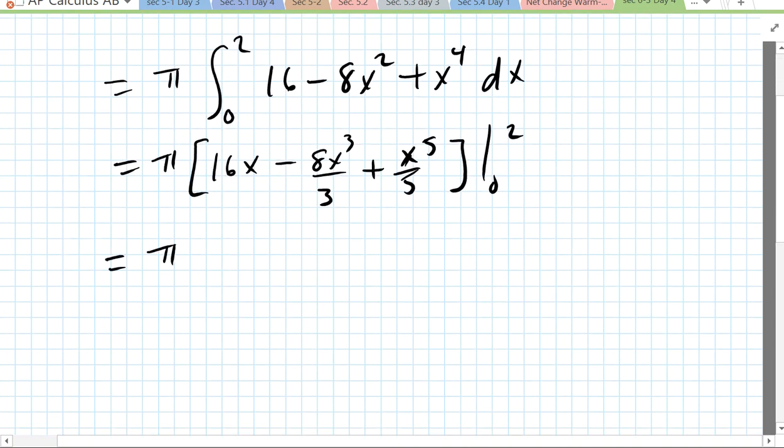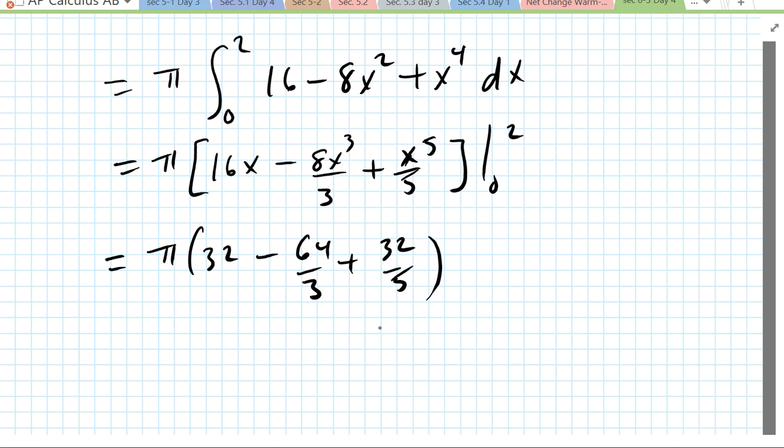So pi, when we multiply times 2, is 32 minus what's 2 cubed? And what's 8 squared? 64 thirds. Plus what's 2 to the 5th? 32 fifths. It really is. All right.